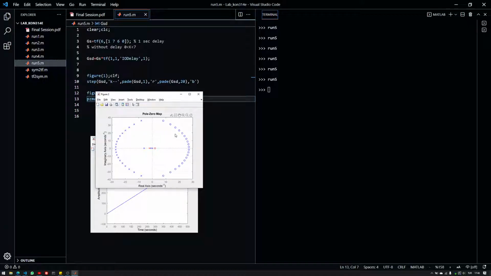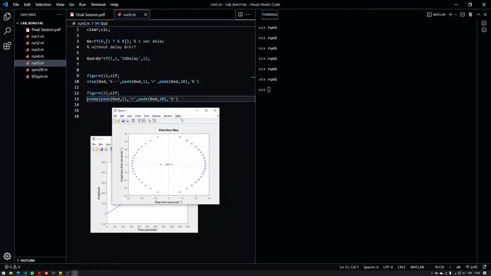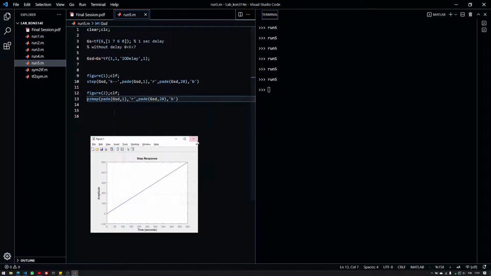So in a way, you're modeling it with high accuracy, but then it's also pretty much useless to have such a high order system with so many poles and zeros. So there is a trade-off, and most of the time we use the first order and second order approximation here.